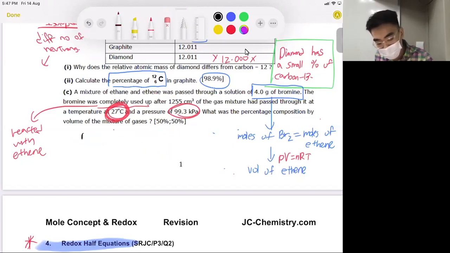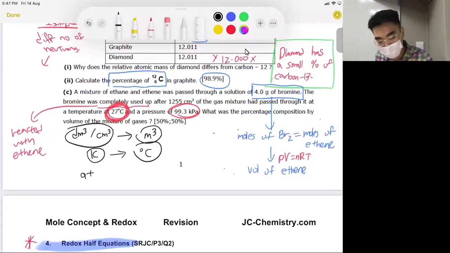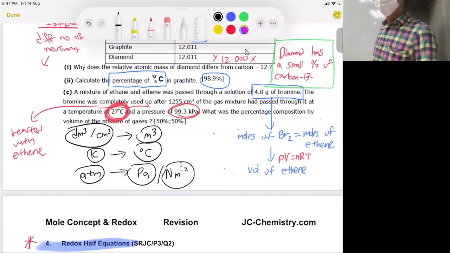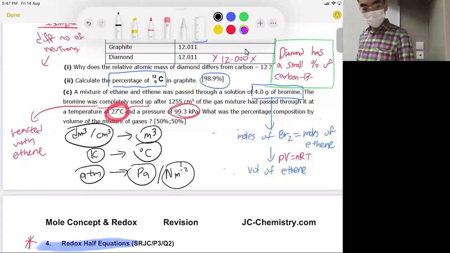Before you do that, can I just write down a few things here to remind you? In the ideal gas equation, you must convert cm cube or dm cube to meter cube. Obviously, you all know how to convert Kelvin to degrees Celsius. And the last one, please know how to convert atm to pascals, not kilopascals. Pascals, or Newton meter minus 2, is the SI unit, but normally you won't use Newton meter minus 2. That one is more for physics. Can you all try that? Then after that, you can move on to question 4.